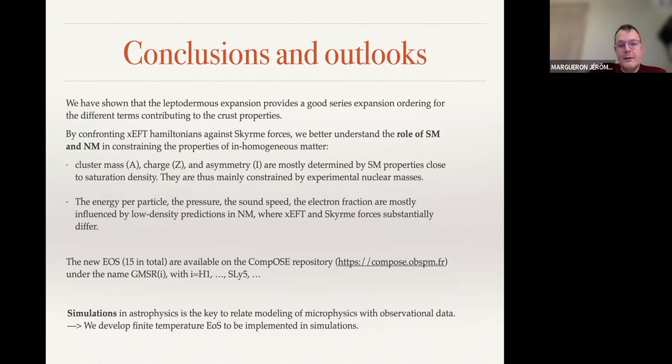And we were able to make a separation between different properties. Some, like the mass, the charge, and the asymmetry, are mostly determined by symmetric matter properties close to saturation, and therefore mainly constrained by experimental nuclear masses. Others, like energy per particle, pressure, sound speed, and electron fraction, are mostly influenced by the neutron matter predictions, where there is a substantial difference between Chiral-EFT and Skyrme forces.